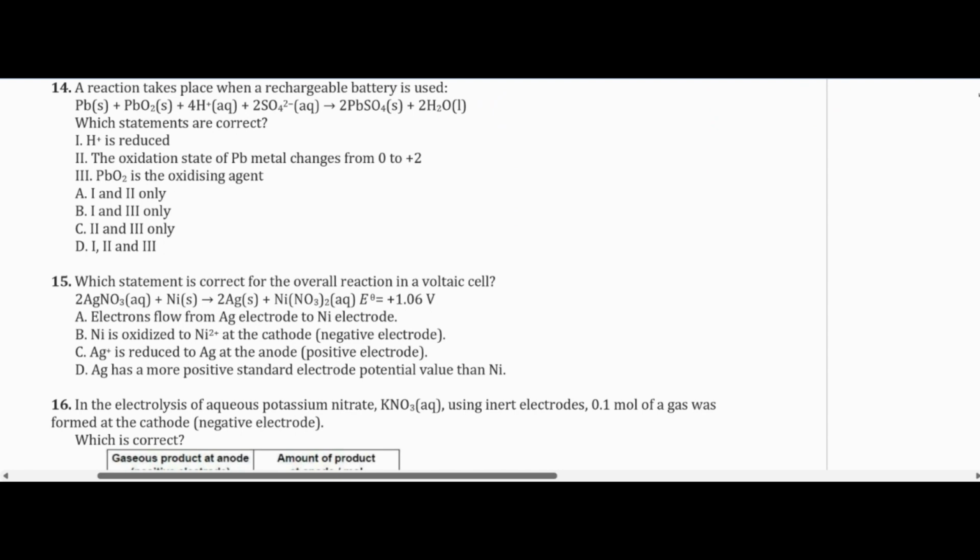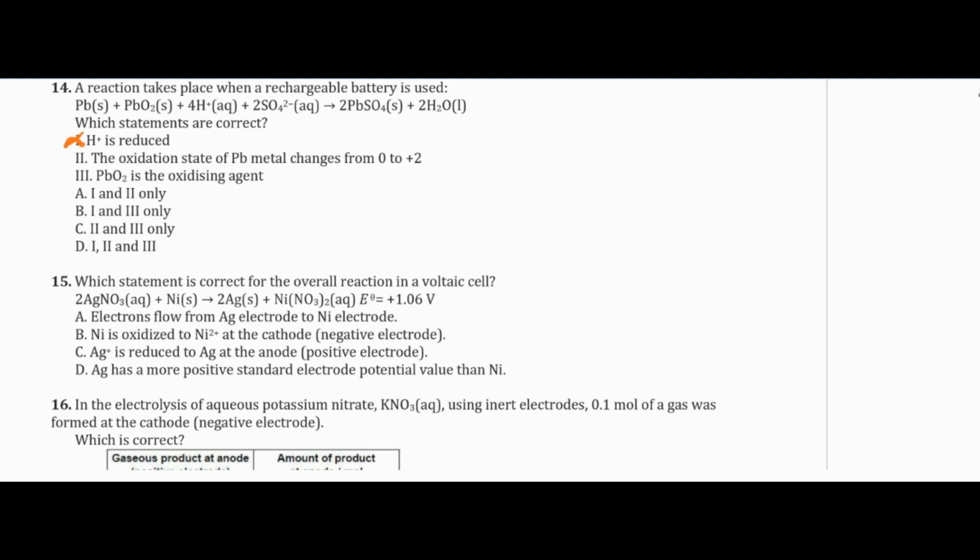14. A reaction takes place when a rechargeable battery is used. Which statements are correct? H plus is reduced. No, it isn't. The hydrogen is always +1, apart from when it's in compounds such as peroxides. So it won't be 1.